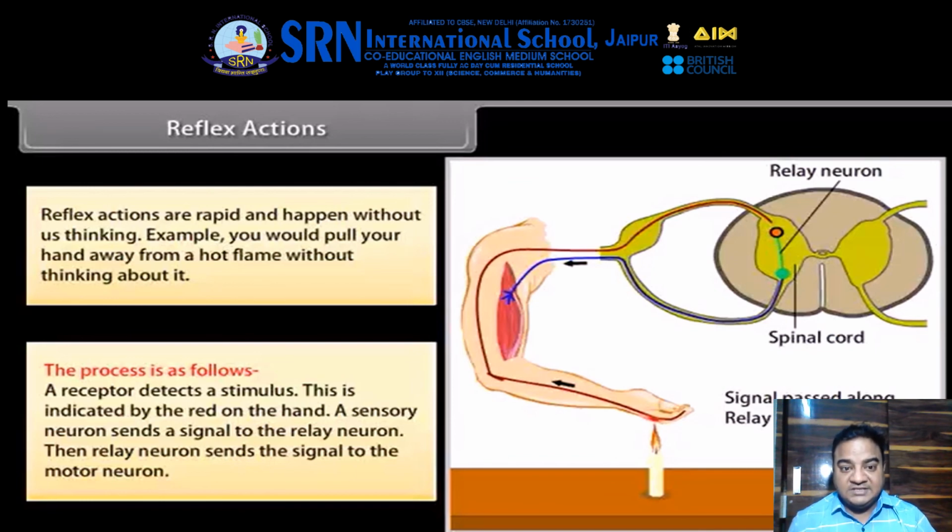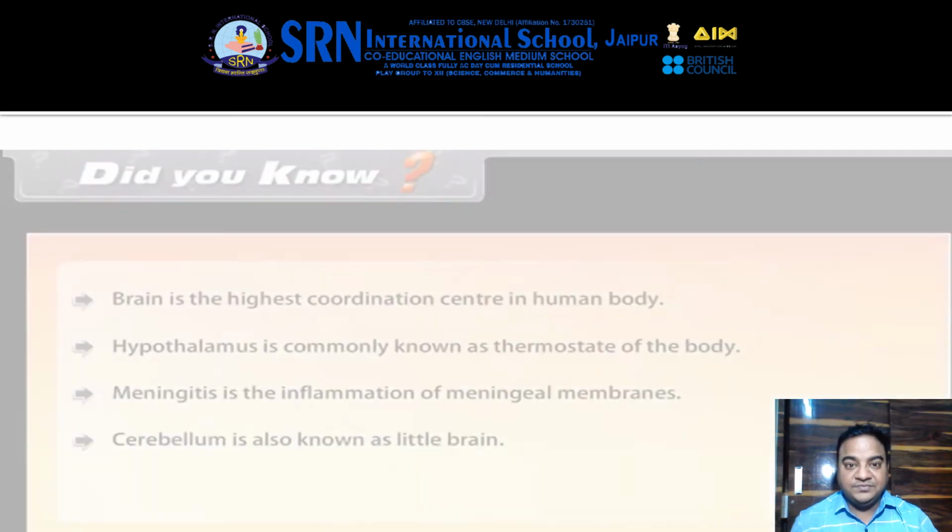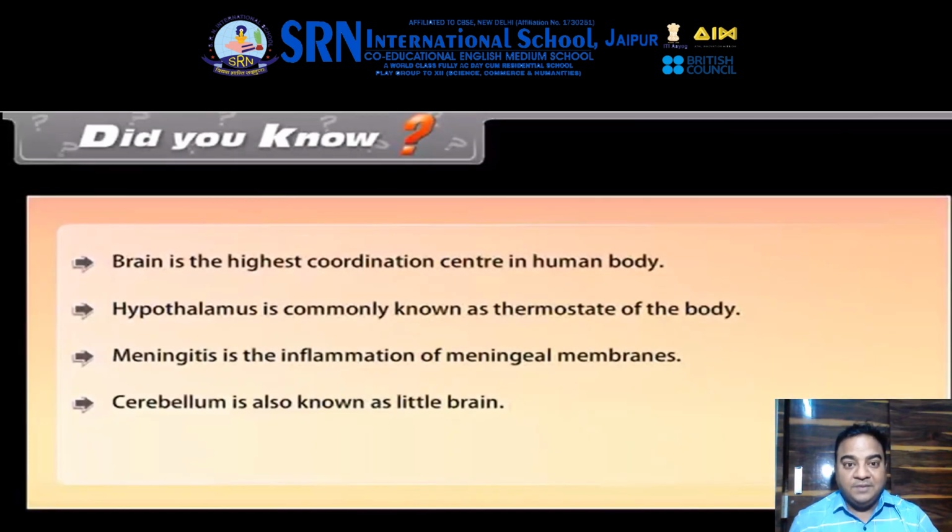The process is as follows. A receptor detects a stimulus. This is indicated by the red on the hand. A sensory neuron sends a signal to the relay neuron and the relay neuron sends the signal to the motor neuron. Now, do you know the brain is the highest coordination center in the human body? Hypothalamus is commonly known as the thermostat of the body as it regulates the temperature. Meningitis is the inflammation of the meningeal membranes and cerebellum is also known as the little brain.